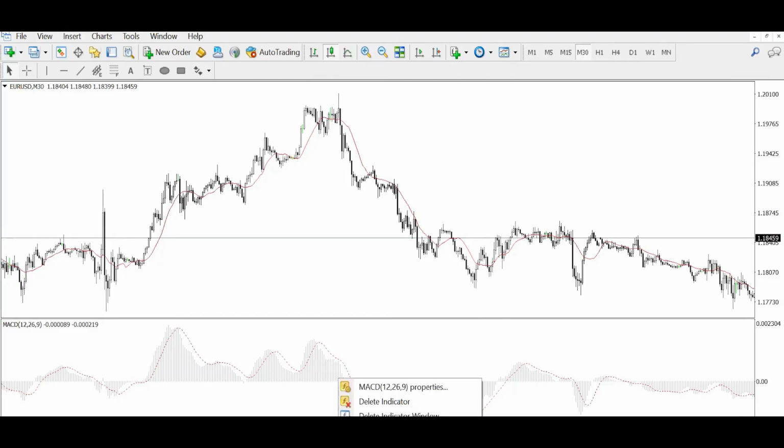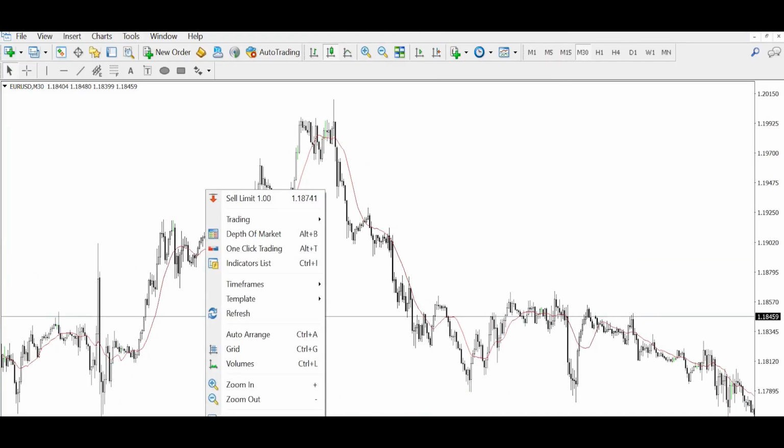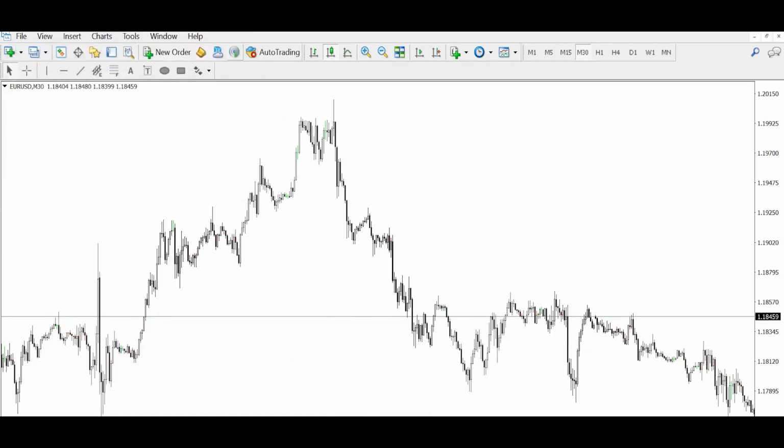When we right-click on the screen and select indicator list, it shows us every indicator that's on the screen, and we can delete them or make changes to them. Now, we're going to go over all the indicators and oscillators.